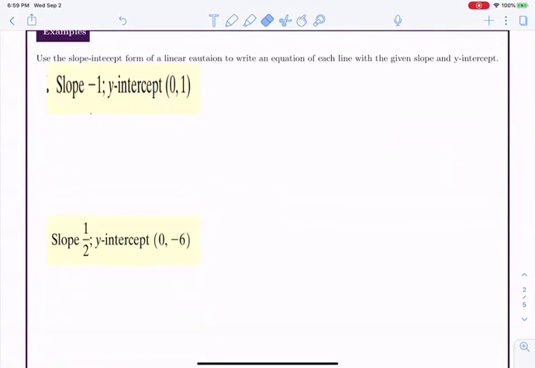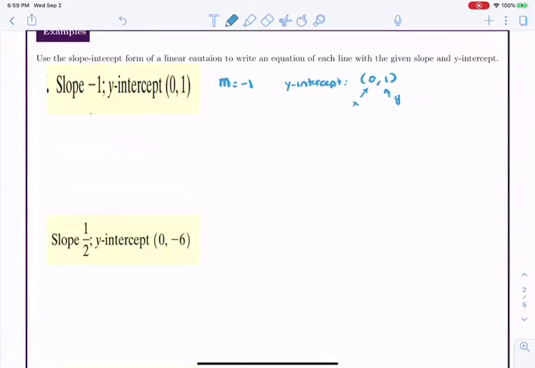So here we have the slope and y-intercept, and we have to write it in the slope intercept form. The slope is given to us, so m is -1. The y-intercept is the point 0, 1. So this is the x, 0 is the x value, 1 is the y value, and what we need is the y value.